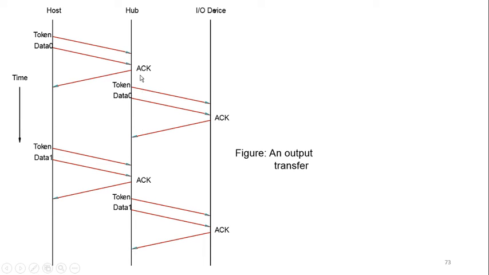Whenever an acknowledgement is received, the host sends the next packet from the sequence and waits for the acknowledgement. Whenever this acknowledgement is received, it can send the next packet from the sequence. Whenever an acknowledgement from the destination is received in the hub, it can forward the next received packet to the external IO device. On the IO device side, it checks for error conditions, and if it is error free, it sends an acknowledgement back to the hub.